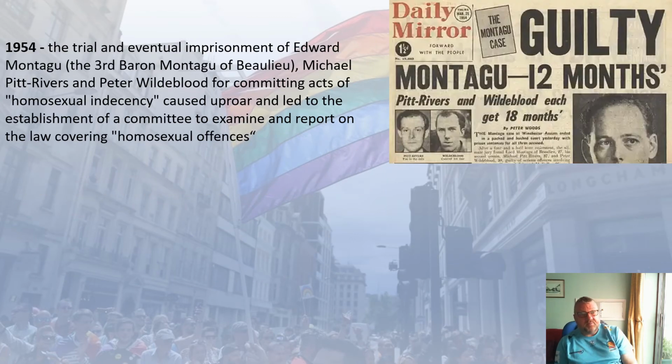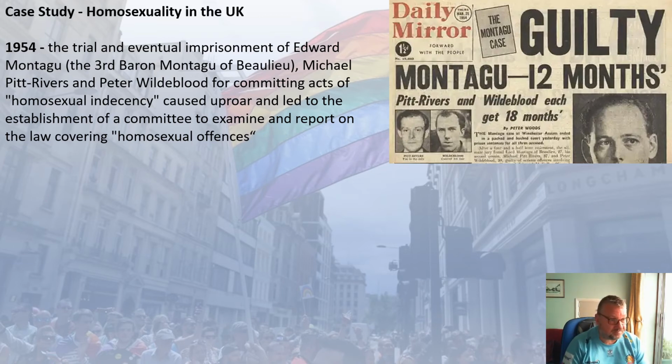So we then move on to 1954, and we have this high-profile trial of Edward Montague, Michael Pitt Rivers and Peter Wildeblood for committing acts of homosexual indecency. It caused uproar, led to the establishment of a committee to examine and report on the law. So these three men were all sentenced to 18 months for homosexuality. Big public outcry, things were starting to change, and they ordered a report to look into how the law could be changed.